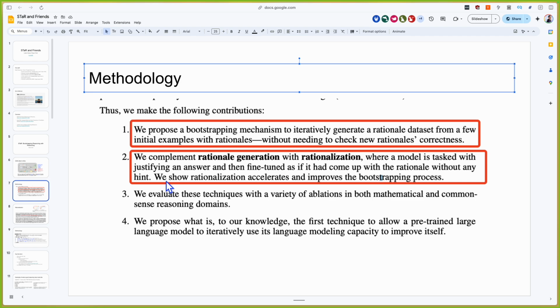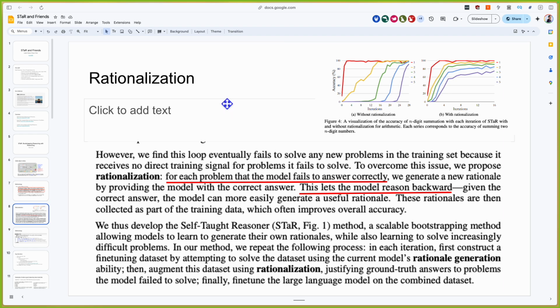So I think I have a slide on this. Okay, because when I was doing the live stream, people were asking me what is this? Is rationalization the same thing as rationales? Basically, it's not. It's kind of back to front. It's very common for language models to get kind of stuck in cycles where it just answers the same question. It gets kind of stuck in a loop.